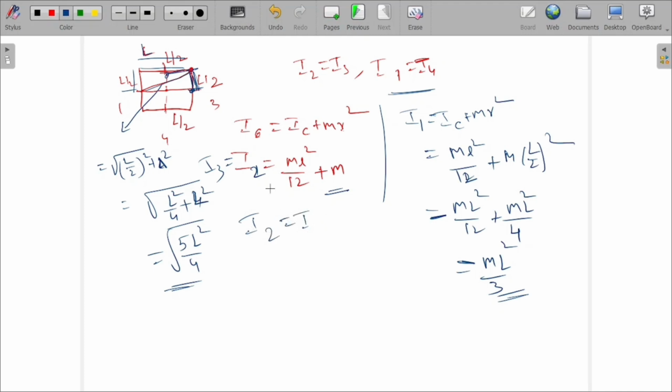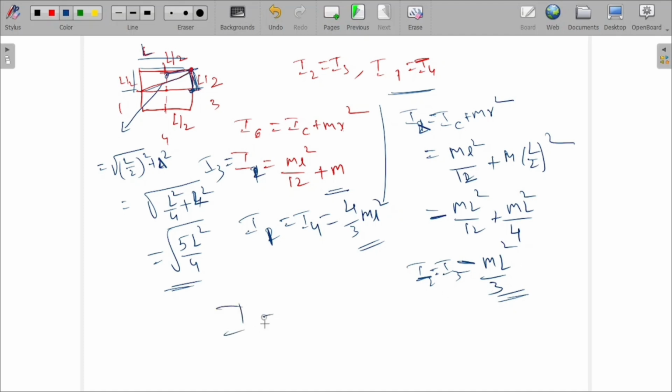Okay, so this is I1, this is I2, I2 or I3, both will be same. I3, this is for the first one, so it is I1 or I4. So I1 and I4 will be 4 by 3 ml square. Okay, clear? I1 and I4 both will be 4 by 3 ml square, and I2 and I3 is ml square by 3.